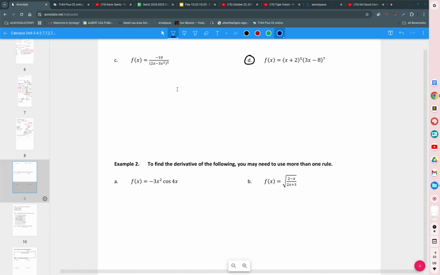Okay, the answer is the product rule with the chain rule twice. So we have 3 rules going on here. We have the product rule because these are being multiplied together, and then we have the chain rule twice. Okay, so let's set that up.